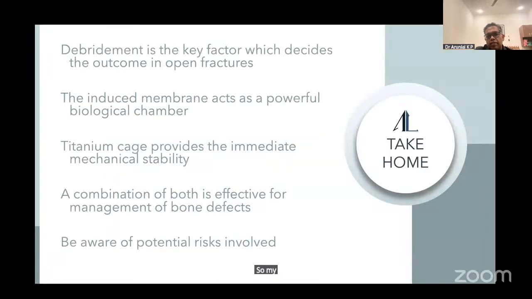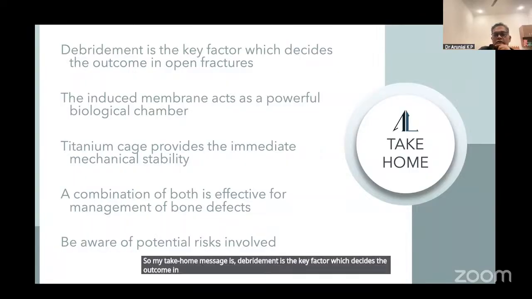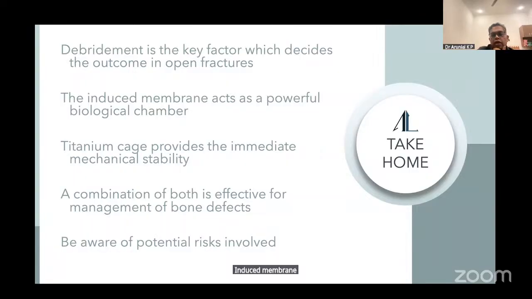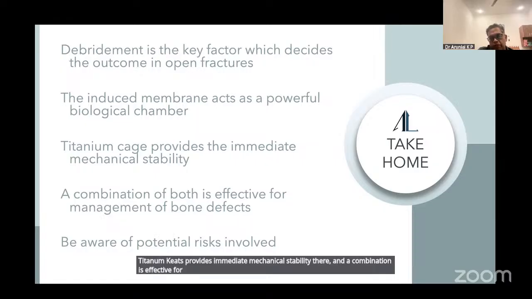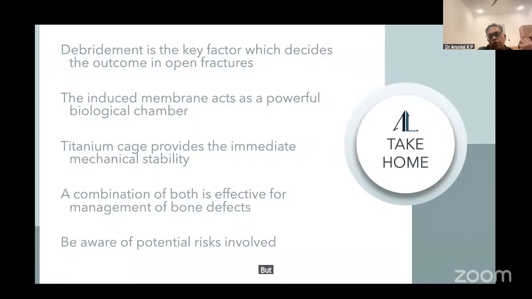So my take-home message is debridement is the key factor which decides the outcome in open fractures. Induced membrane acts as a powerful biological chamber. Titanium cage provides immediate mechanical stability, and the combination is effective for management of bone defects. But we have to be aware of the potential risks involved. Thank you.